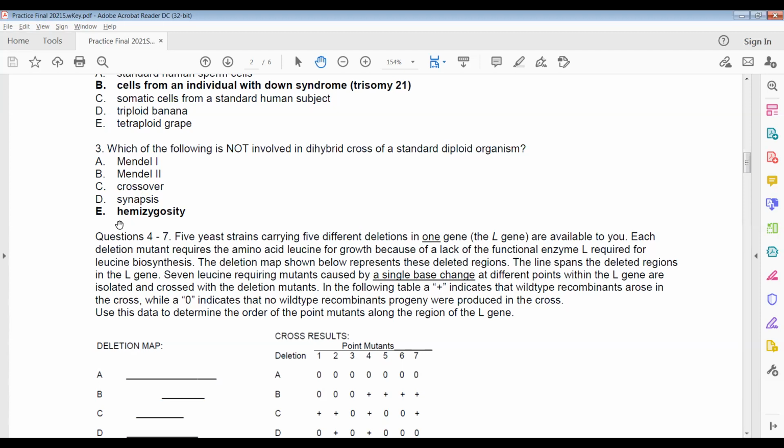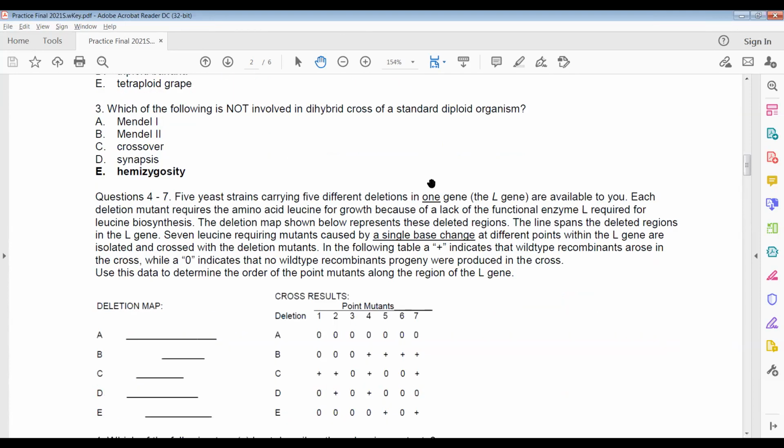So obviously we're going to select E, because E is hemizygosity. What is hemizygosity? It means there's only one copy of that gene. This often occurs when there's a gene on the X chromosome but not on the Y chromosome, so you only have one allele. That's not the standard dihybrid cross for a standard diploid organism. So it's very easy, okay.